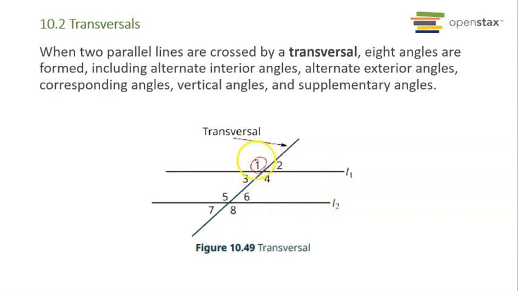There's this one here, that's going to be for 1, 4, 5, and 8. And then the other one, which is going to be acute, or less than 90 degrees, for 2, 3, 6, and 7. So if you know one, you know them all. And these pairs have special names.